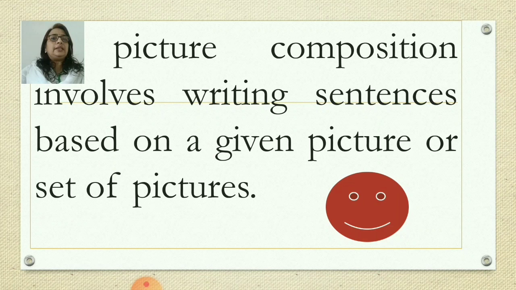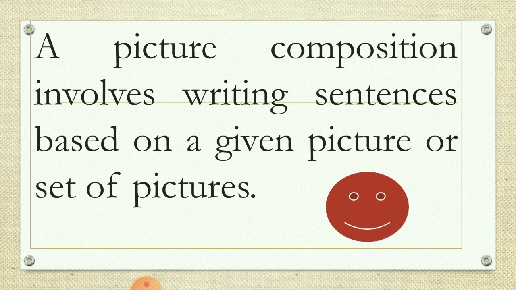Picture composition involves writing sentences based on a given picture or set of pictures. Now first we should know what a picture composition is. Okay, a picture composition involves writing sentences based on a given picture or set of pictures. So as I told you, in a picture composition we have to first observe the picture carefully, then we have to write down the meaningful sentences of what you can see in the picture.